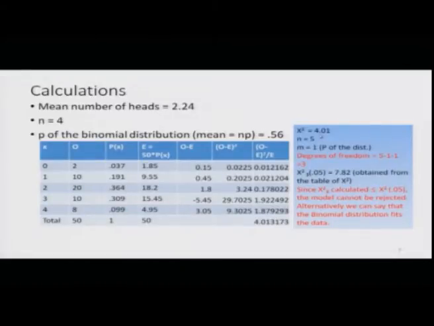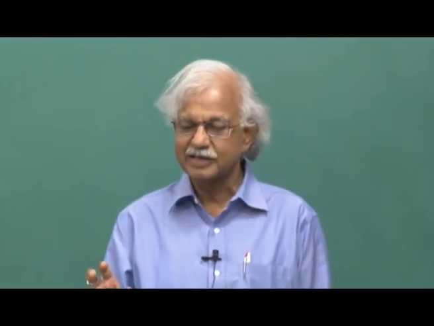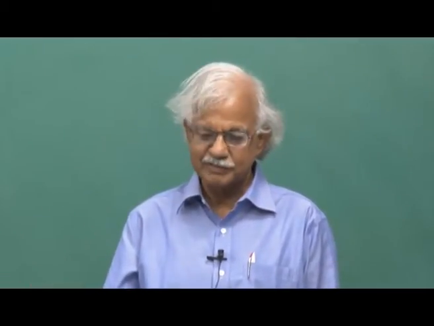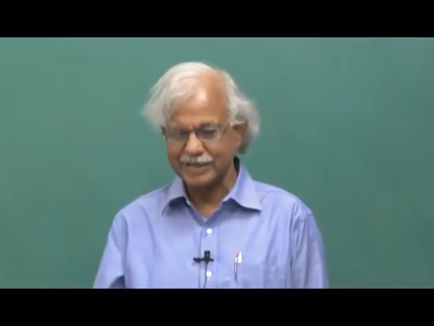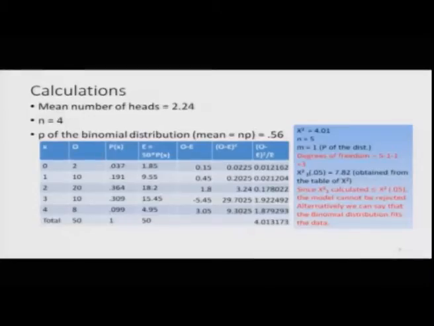Now, whether this value of chi square is statistically significant or not, meaning whether a value of chi square 4.01 is possible purely due to sampling fluctuations or it can be assigned some meaning, depends on its comparison with the tabulated value of chi square. For degrees of freedom 3: here degrees of freedom is calculated as there are 5 possibilities, 5 rows to be compared. So, 5 minus, we have estimated 1 parameter p, so minus 1 minus 1, or 3.